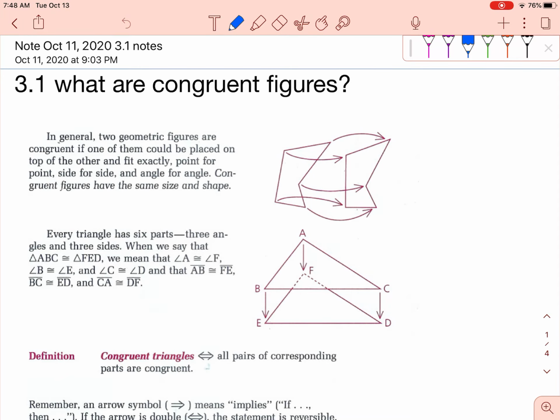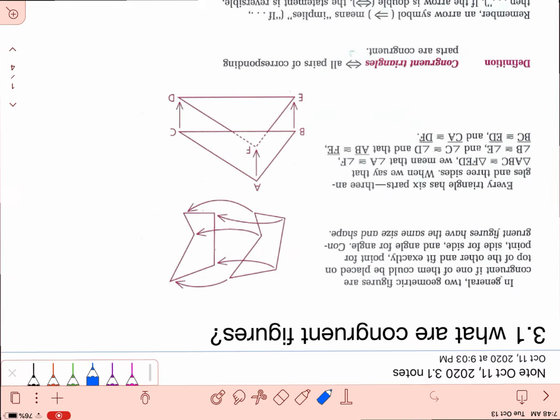Hey guys, we are going to do section 3.1. The whole concept of chapter 3 is going to be proving triangles congruent, okay? So the first thing we have to talk about is what congruent figures are.